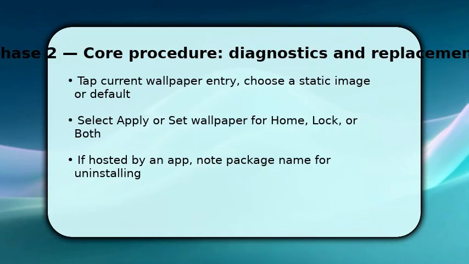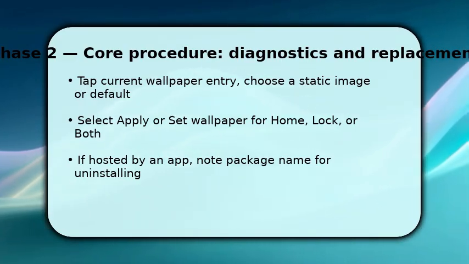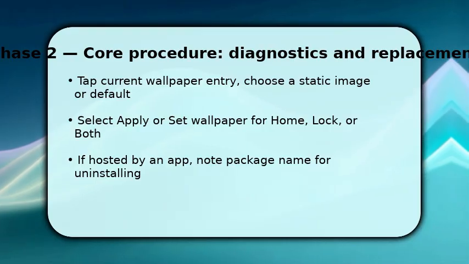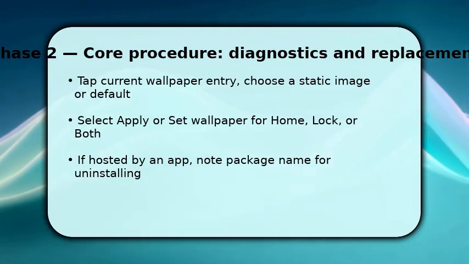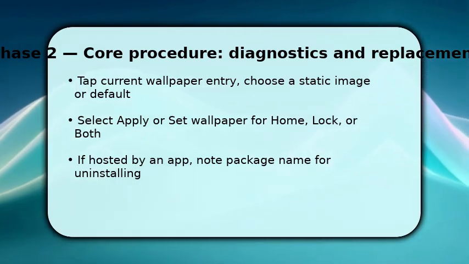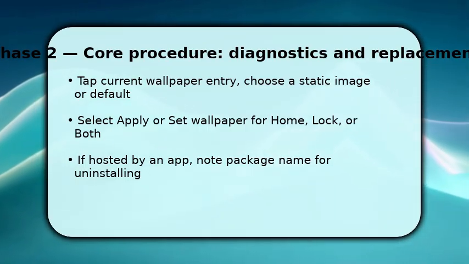Now you remove the live wallpaper by selecting a non-live option. Tap the current wallpaper entry, then pick a static photo or a default wallpaper instead. Choose Home, Lock, or both as needed. Apply or set wallpaper to immediately replace the live motion. This stops the wallpaper daemon from running.